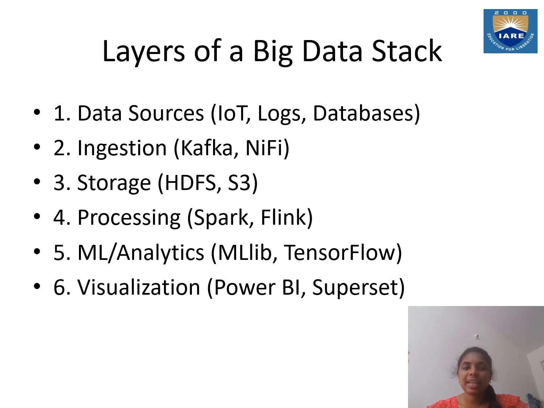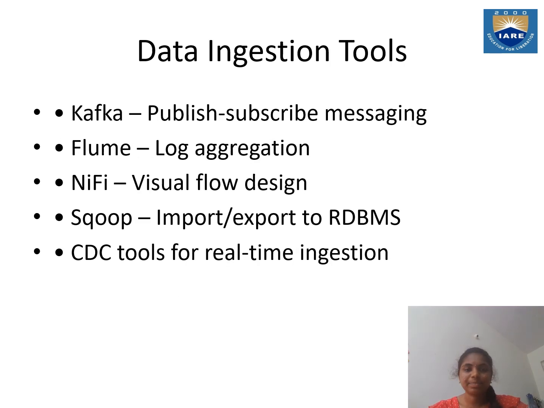Layers of a big data stack. There are 6 layers: data sources, which involve the Internet of Things, logs, and databases. These are the data sources of big data. Ingestion involves Kafka and NiFi. The storage layers are HDFS and S3. The processing involves Flink and Spark. Machine learning and analytics use MLlib and TensorFlow. Visualization uses Power BI and Superset.